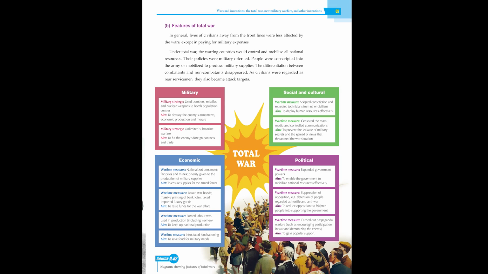Political. Wartime measure. Expanded government powers. Aim to enable the government to mobilize national resources effectively. Wartime measure. Suppression of opposition. Detention of people regarded as hostile as anti-war. Aim to reduce opposition, to frighten people into supporting the government. Wartime measure. Carried out propaganda warfare, such as encouraging participation in war and demonizing the enemy. Aim to gain popular support.